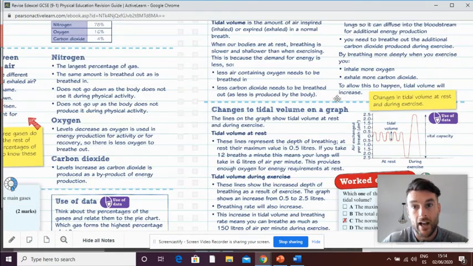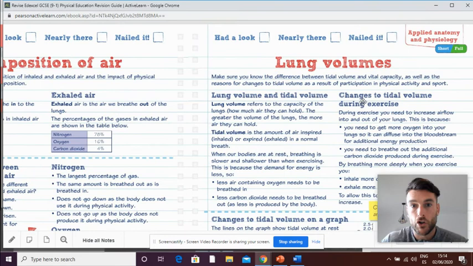Okay, the next thing we're going to look at is the lung volumes. So you need to make sure you know the difference between tidal volume and vital capacity, as well as the reasons for changes to tidal volume as a result of participation in physical activity and sport. Lung volumes refer to the capacity of the lungs and how much air they can hold. The greater the volume of the lungs, the more air they can hold.